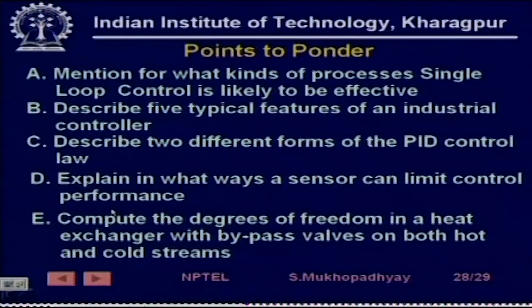Take a standard heat exchanger with bypasses on the hot and the cold flow, put valves on them, and then try to compute the degrees of freedom.